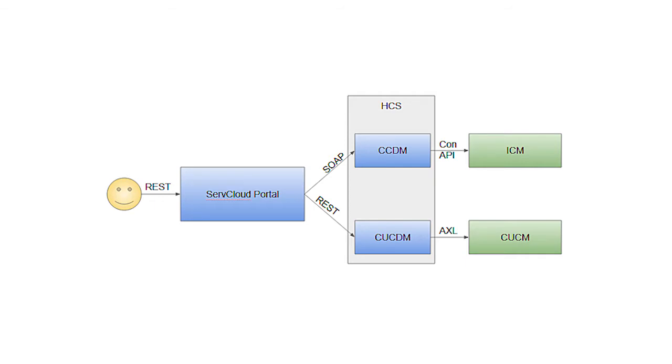We use a RESTful API via the ServCloud Portal, which then calls the CCDM and CUCDM interfaces, allowing us to make changes. This is exactly the way Cisco does it, and they use ICM and CUCM tools to make the same changes in HCS via CCDM and CUCDM.